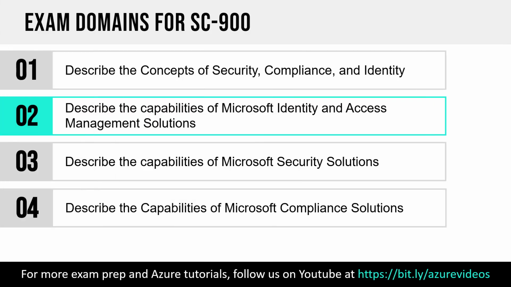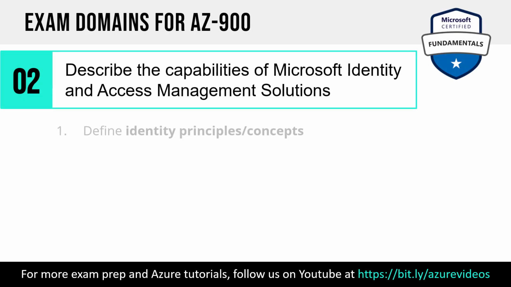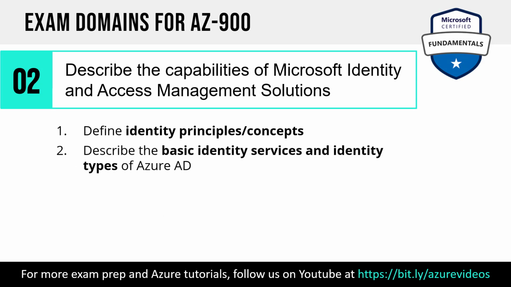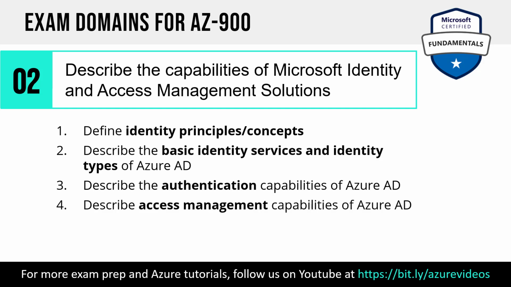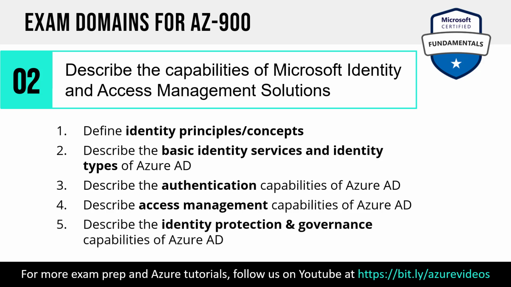And on to Objective Domain 2, which is describe the capabilities of Microsoft Identity and Access Management Solutions. So the sub-objectives here: define identity principles and concepts, describe the basic identity services and identity types of Azure AD, describe the authentication capabilities of Azure Active Directory, describe access management capabilities of Azure AD, and finally describe the identity protection and governance capabilities of Azure AD.